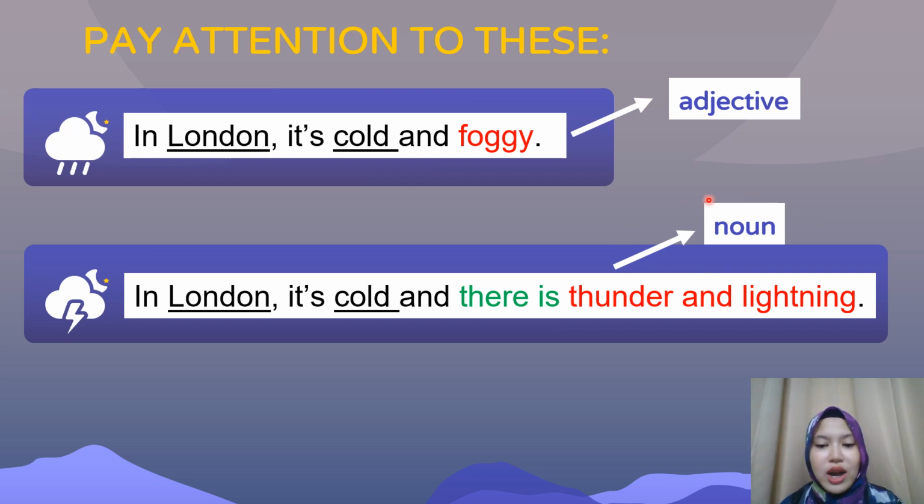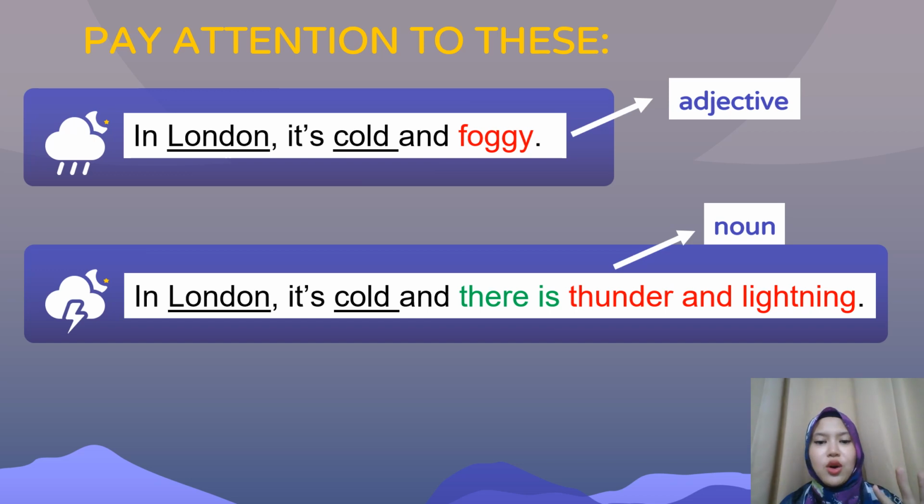Okay. So it's a noun. Kata nama. You have to use there is. Okay. In London it's cold and there is thunder and lightning. Okay. So if it's adjective, boleh sambung je ayat, it's cold and foggy. If it's not adjective, then you kena letak there is. It's cold and there is apa. Okay.